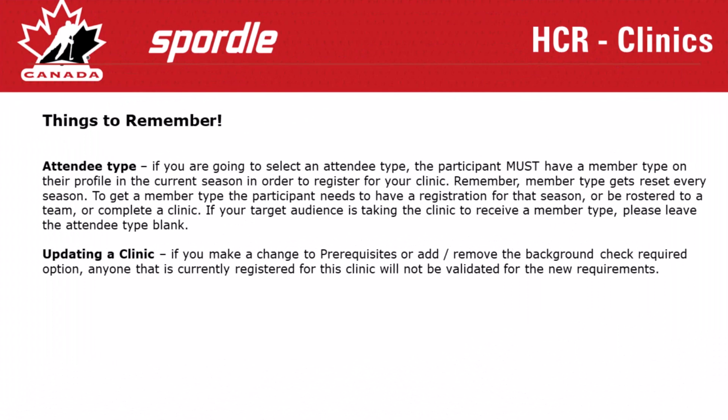Before we end this tutorial on clinics, there's a couple things I would like you to remember. If you're going to select an attendee type, the participant must have a member type on their profile in the current season in order to register for your clinic. Remember, member type gets reset every season. To get a member type, a participant needs to register for the season, be rostered to a team, or complete a clinic. If your target audience is taking the clinic in order to receive that member type, please leave this blank.